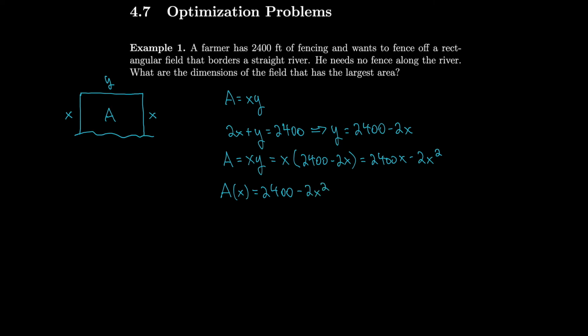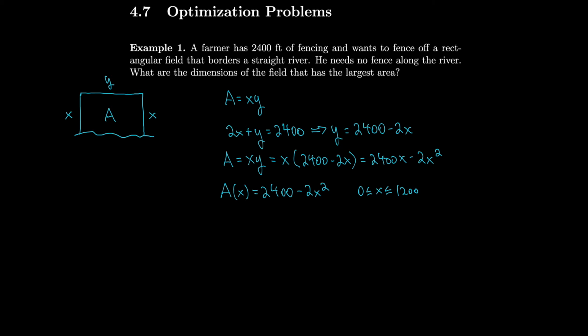And notice x, the smallest it could possibly be is 0. We can't have a negative value for this side length. But the biggest it could possibly be is 1,200. Because if this is 1,200, then the other side is 1,200. And then together that's 2,400 and y is 0. y can't be a negative value either, so there's no way that x can be more than 1,200. So this means that we have a closed domain from 0 to 1,200 for x.